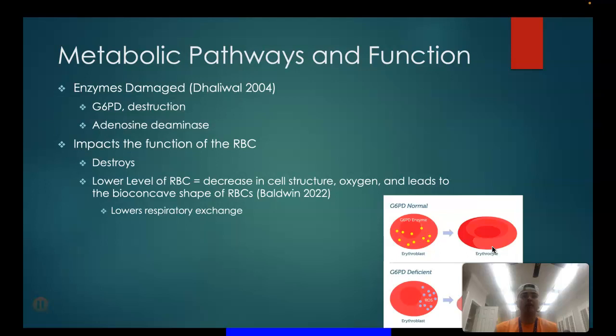Now, hemolytic anemia impacts the functions of red blood cells by destroying them. As well, a lower level of red blood cells leads to a decrease in that carrying capacity, which we just talked about. This also causes a decrease in oxygen to the cell structure and leads to that biconcave shape change that you see in sickle cell anemia. Ultimately this lowers the respiratory exchange level, and therefore it can have negative effects such as shortness of breath and lower oxygen count in someone with this anemia.